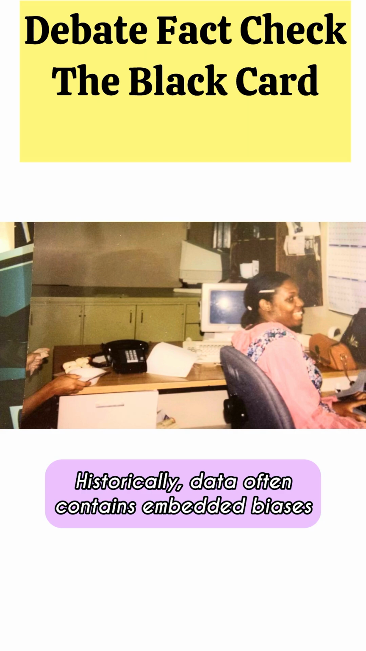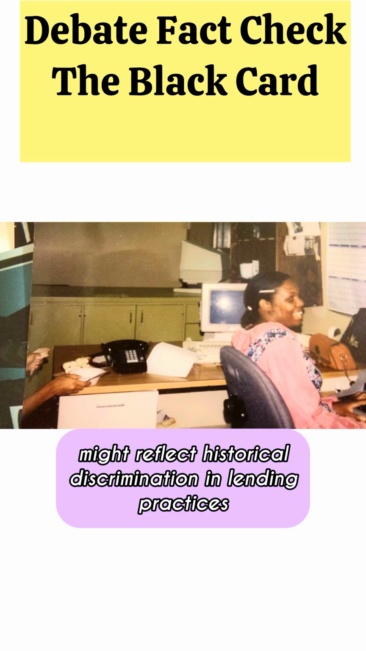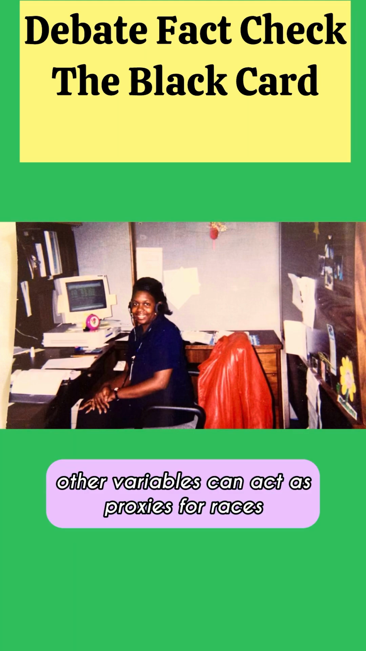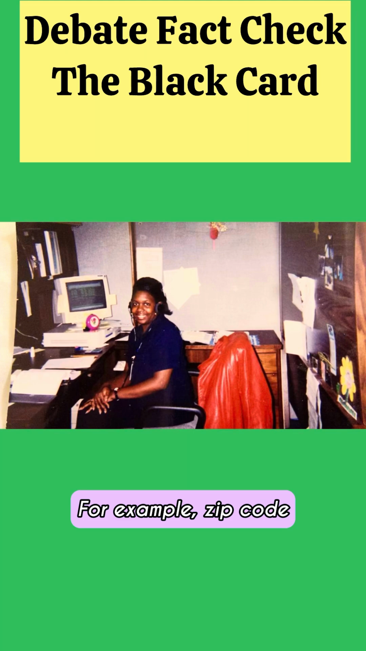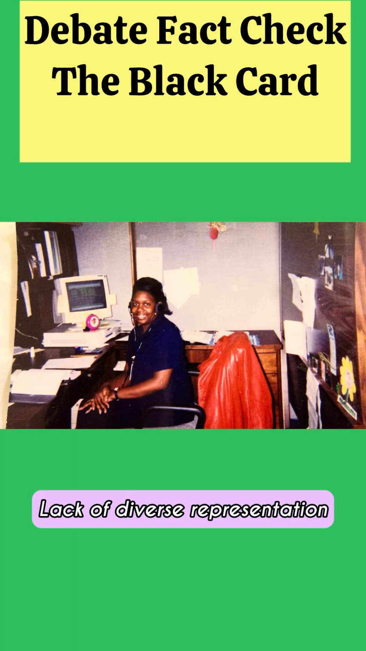Historically, data often contains embedded biases. For instance, data on past loan approvals might reflect historical discrimination in lending practices, leading an algorithm to replicate those discriminatory patterns. Proxy variables: even when race is explicitly excluded from an algorithm, other variables can act as proxies for race. For example, zip code, which is often correlated with race, can be used to make decisions that disproportionately affect certain racial groups. Lack of diverse representation.